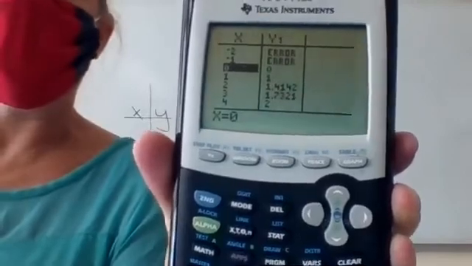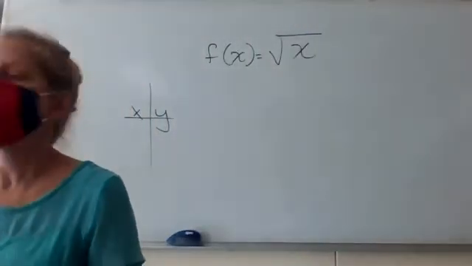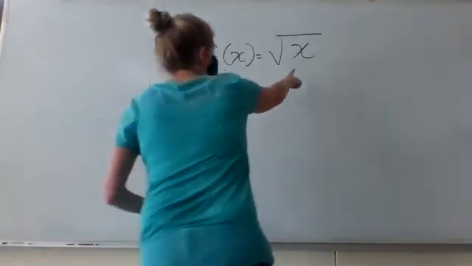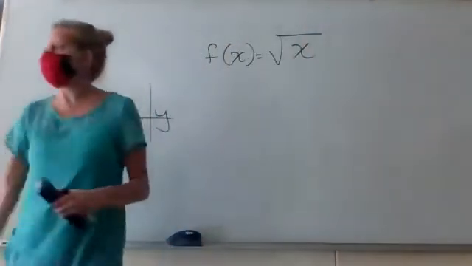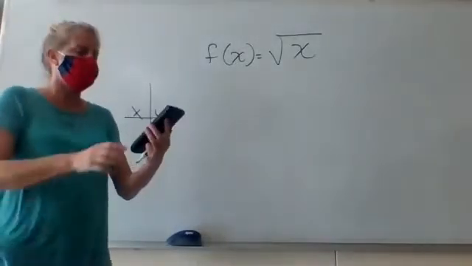Like -1, -2. Do you see what's happening? It gives you that error message, right? Because x, what's underneath here, can't be below 0. It can't be a negative number. So since it's just x, it can't be a negative.